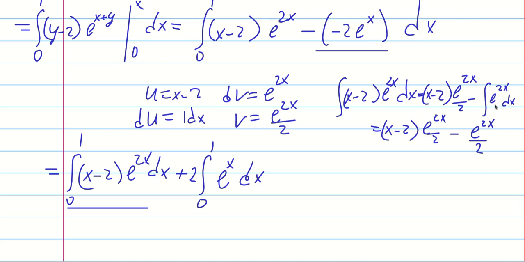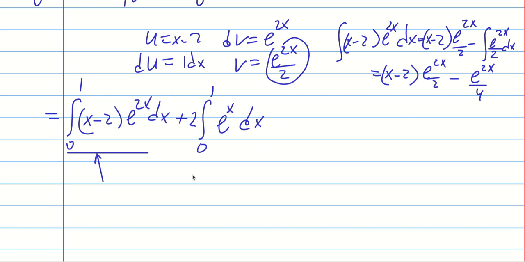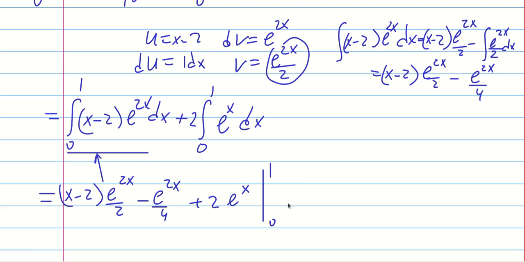I'm sorry, I made a small mistake here. That's a v, right? It should be over 4. So we take this and we plug it in over here for this integral. So we have x minus 2 times e to the 2x over 2 minus e to the 2x over 4 plus this 2 times e to the x, evaluated from 0 to 1.